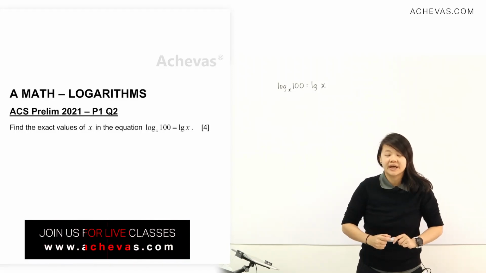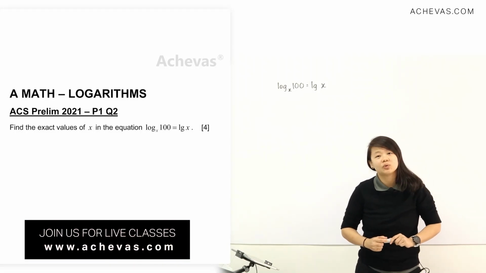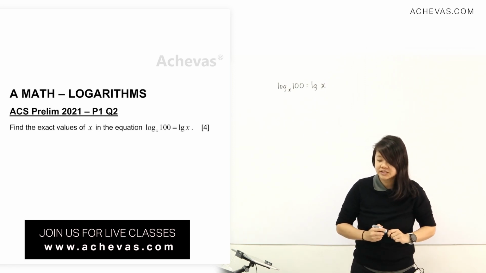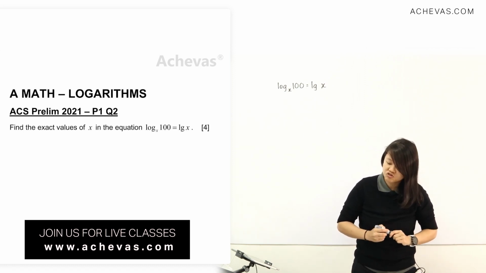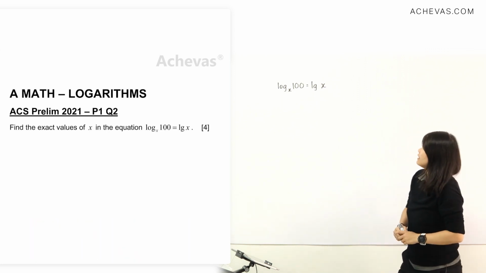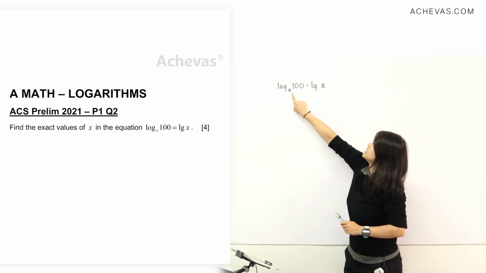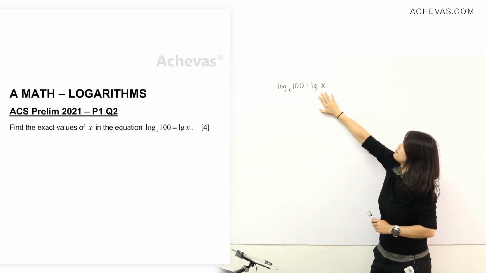Today we are going to take a look at ACS Prelim 2021, Paper 1, Question 2. Find the exact values of x in the equation log_x 100 = log x. Now let's take a look at this logarithm here, left and right. We have this one here is base x, and this one here, the base is hidden.